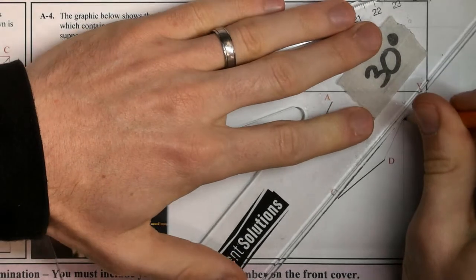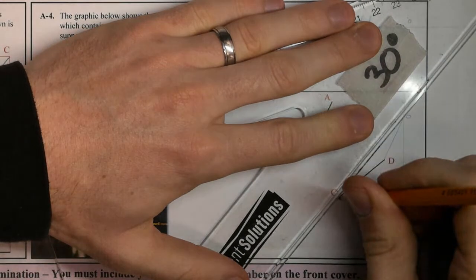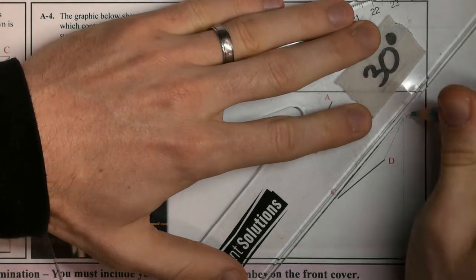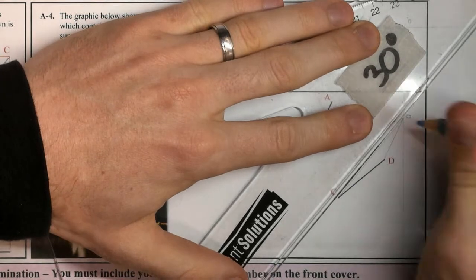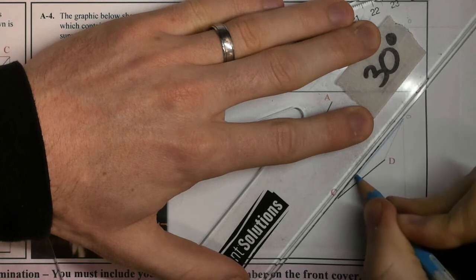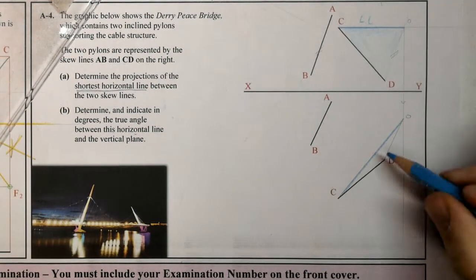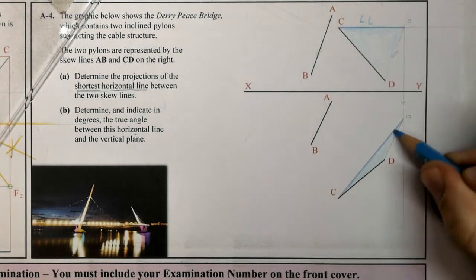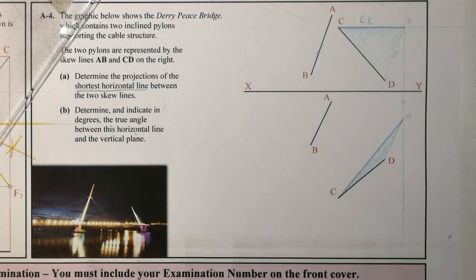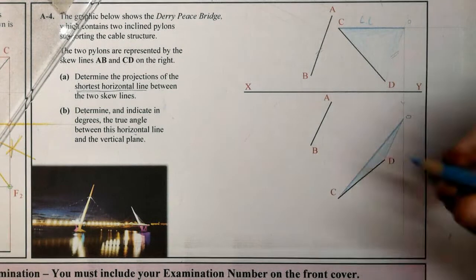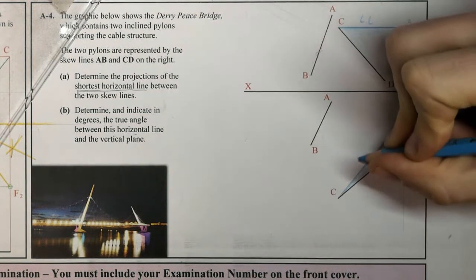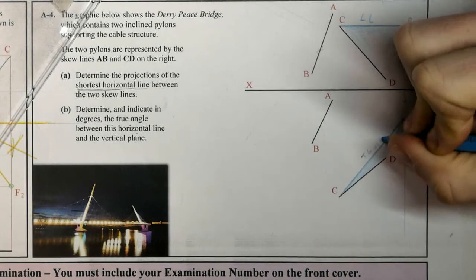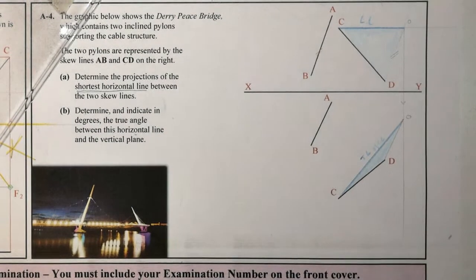And once we found O, we can draw in our level line again. The special thing here is that the level line was a horizontal line in elevation, so if I'm looking at a horizontal line in plan, that is going to be a true length line. So this is a true length of level line. Just a little note there for you.